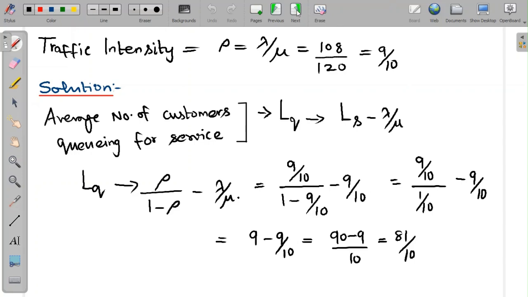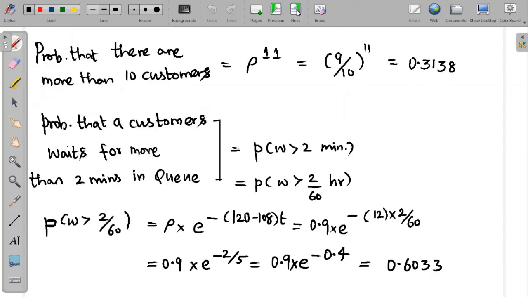This is approximately 8.1. And then we have the probability that there are more than 10 customers in the system. That's rho to the power of 11. We know what rho is. That gives us the answer of 0.3138.